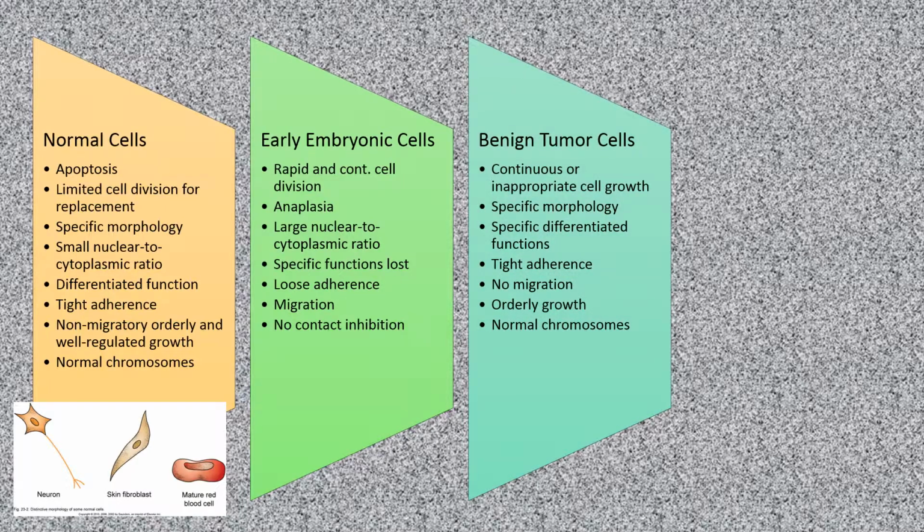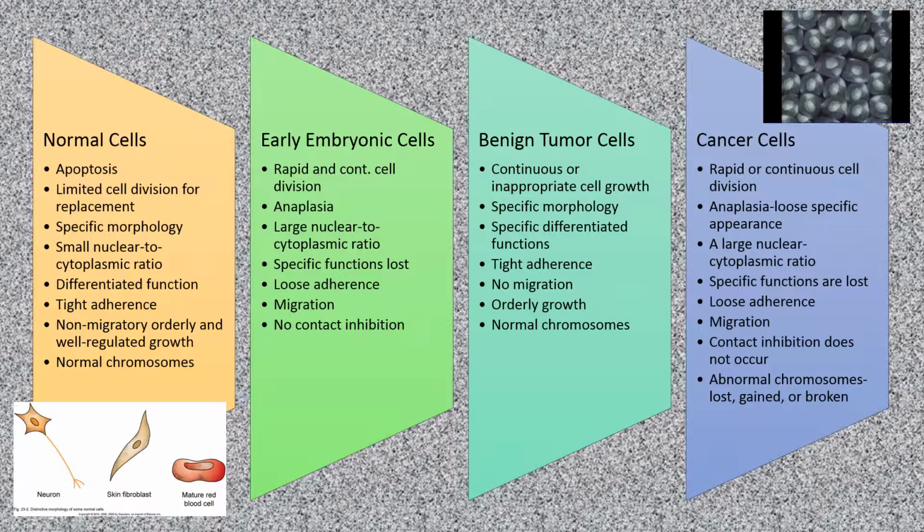The benign tumor cells have continuous or inappropriate cell growth. They have a specific morphology. They have specific differentiated functions. They have tight adherence. There is no migration. There is orderly growth, and they have normal chromosomes.